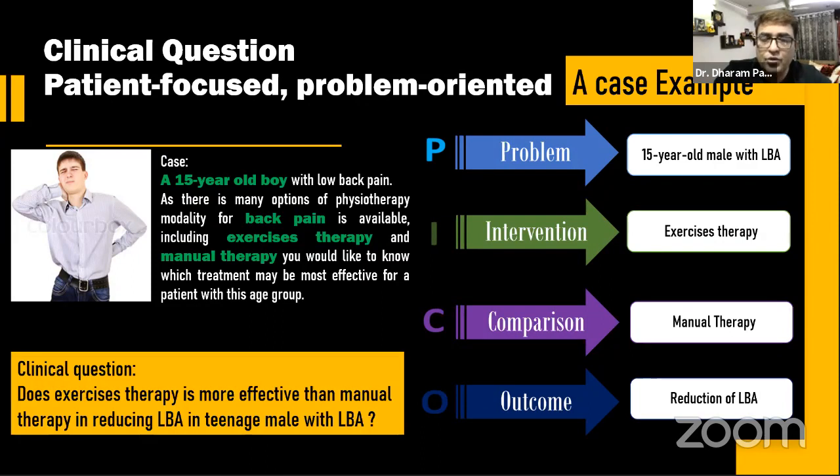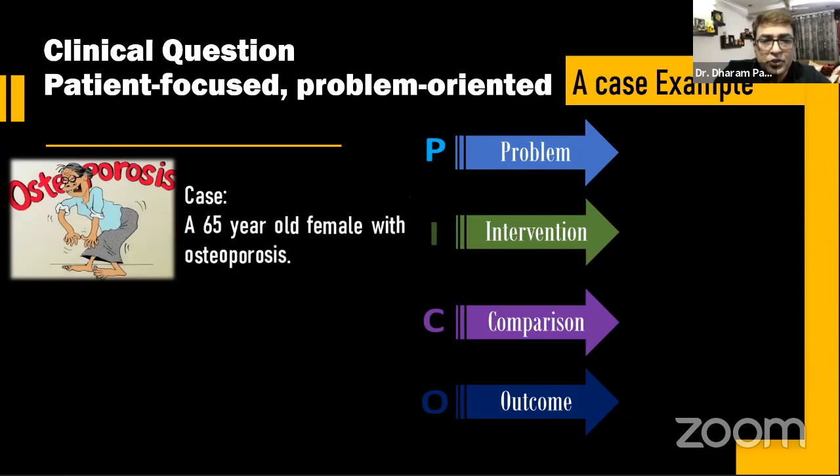So probably my question would be: is exercise therapy more effective than manual therapy in reducing LBP in teenage males with LBP? So I have formulated a question: manual therapy, exercise therapy, LBP, and younger age. And the outcome I'm looking for is whether exercise therapy reduces the pain.